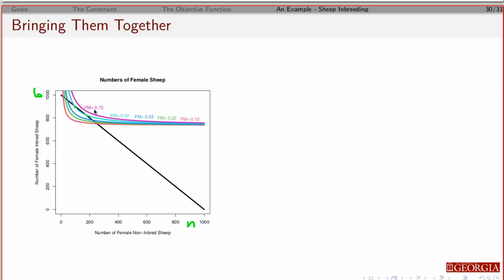So the question is, what value can I set for my fleece mass and still touch this curve? It's going to be somewhere between 0.72 and 0.52. And the question is, can you play with this and get this figured out? More importantly, can you talk about what happens when you change the fleece mass? What happens to these points in order to achieve that objective?